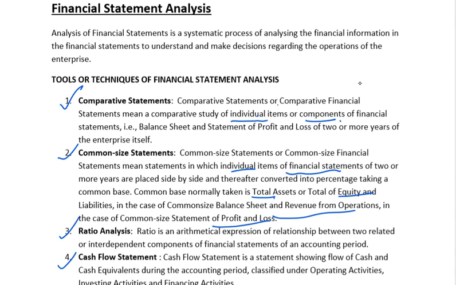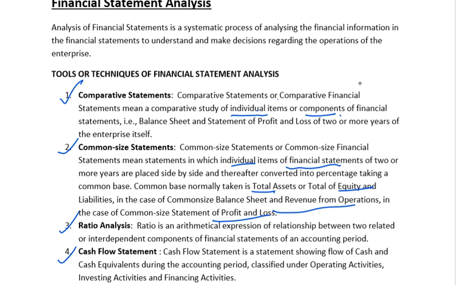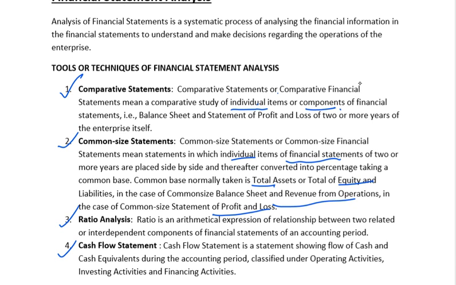Next one is the cash flow statement. As per the cash flow statement, we show the flow of cash. Flow of cash means inflow and outflow of cash during the accounting period, classified under various activities: operating activity, investing activity and financing activity. Operating means day-to-day activities, our original function of the business.